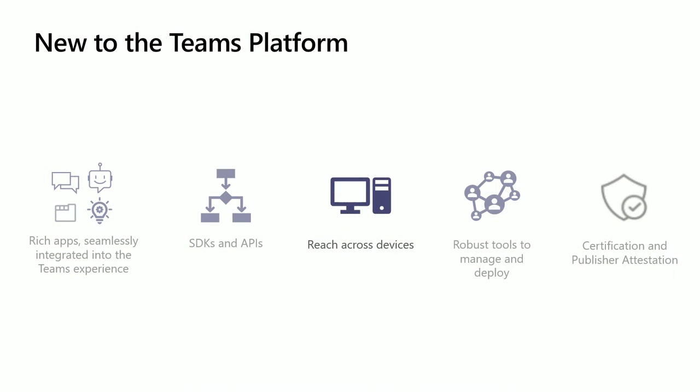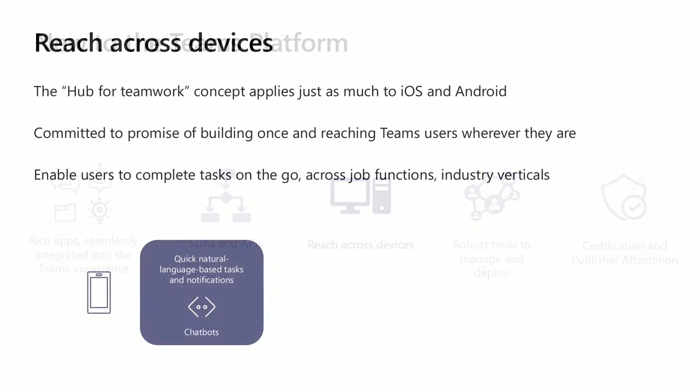Okay, reaching across devices. I mentioned earlier that a lot of the capabilities of the desktop platform are now on mobile. So let's look at what this means. We've always had the ability to use bots and so forth. But when we looked at this hub for teamwork idea, that is what Teams applies just as much to iOS and Android. And so we've been committed to the promise of building once and letting people use the platform wherever they are, on any device. But it's taken us a while to actually get there.